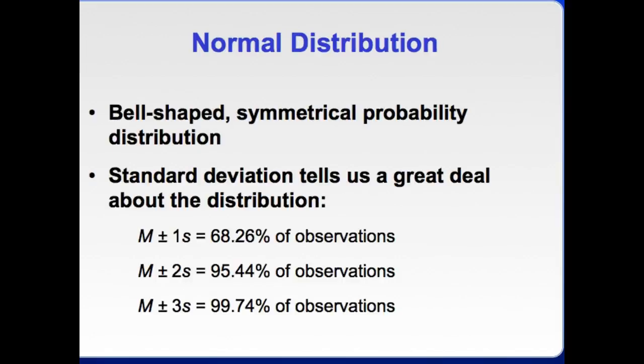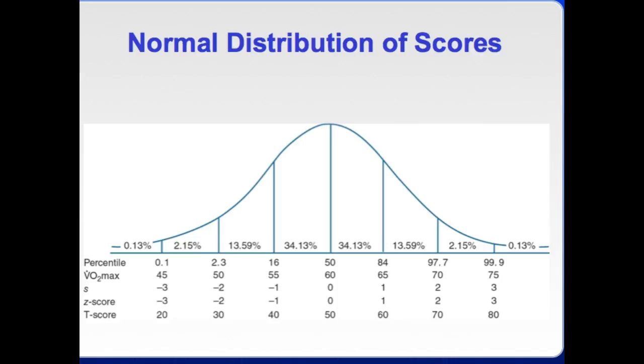Normal distribution, a bell-shaped, symmetrical probability distribution. Standard deviation tells us a great deal about the distribution. And here's a normal distribution of scores.